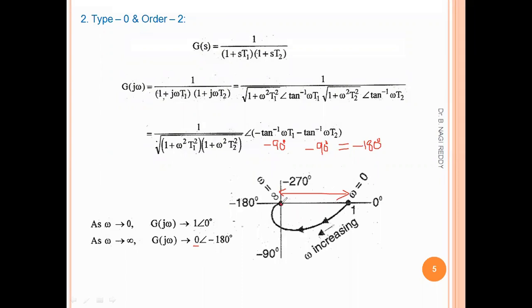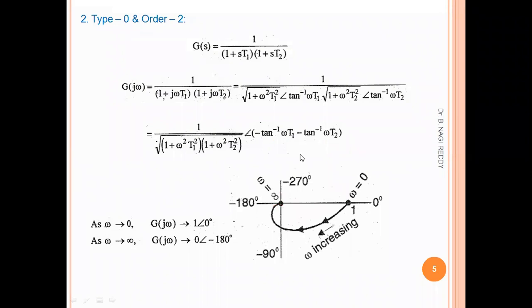So you can see here the point is placed at the origin, and you can see the shape. It is starting on the 0 line, but it is traveling and crossing the minus 90 degrees line, and it shapes out at minus 180 degree, and it is coming to 0. You can see the shape here. The shape looks like it is coming from minus 180, so we have to draw the shape like that only. So this is a type 0 and order 2 system, which is the second case.